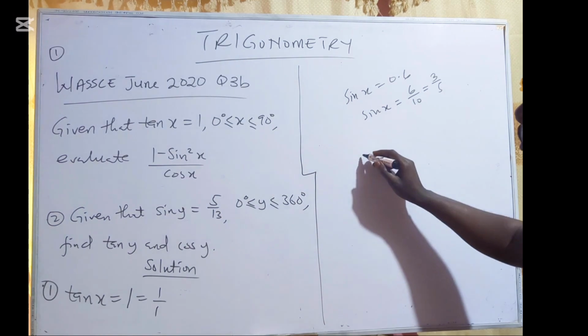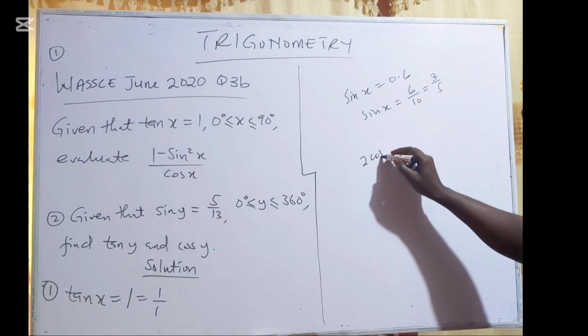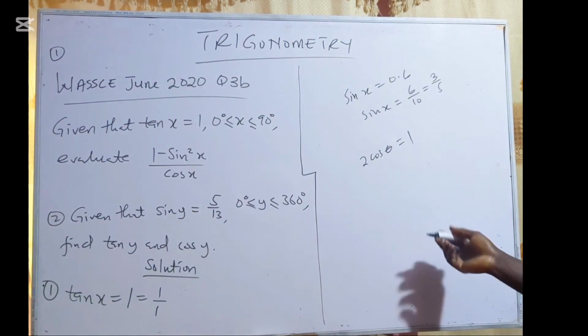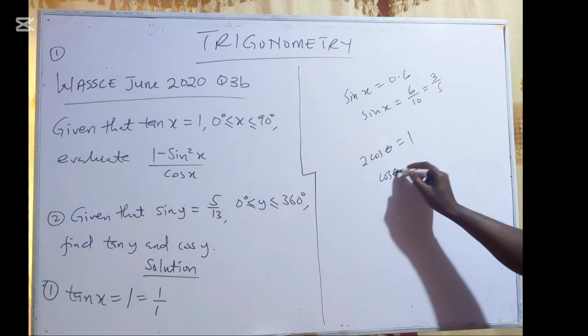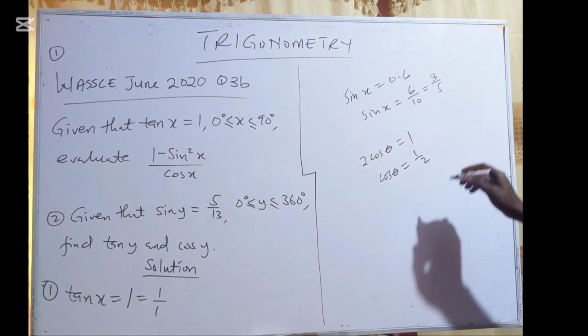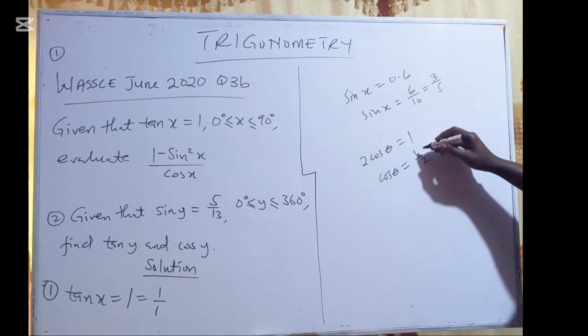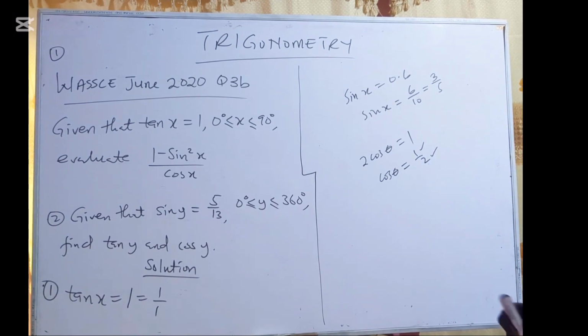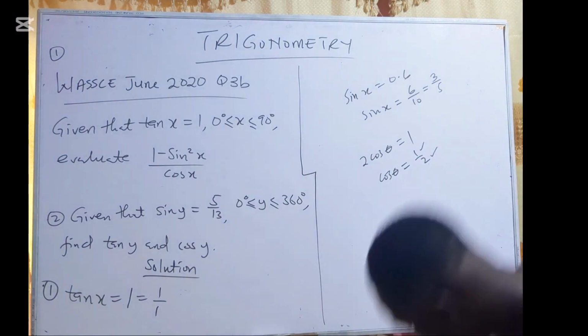Sometimes it can even be given as maybe 2 cos theta equals 1. What does it mean? It means that my cos theta, when we divide through by 2, will be equal to 1 over 2. Cos is adjacent over hypotenuse, so 1 becomes my adjacent and 2 becomes my hypotenuse. So when you are given it in this form, know how to express it in fraction form, and then you are good to go. I believe that is clear.